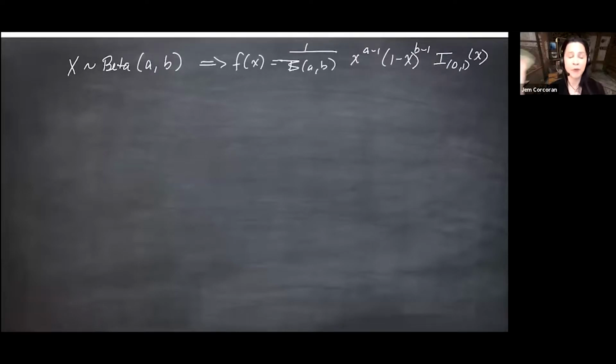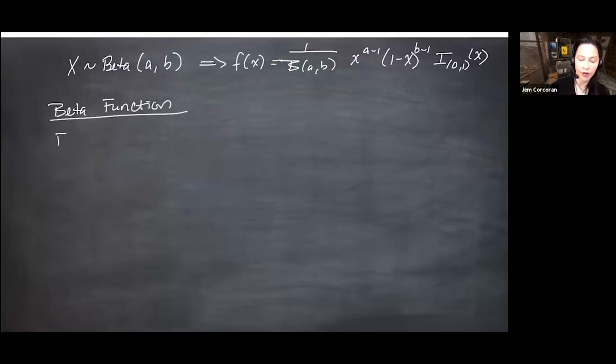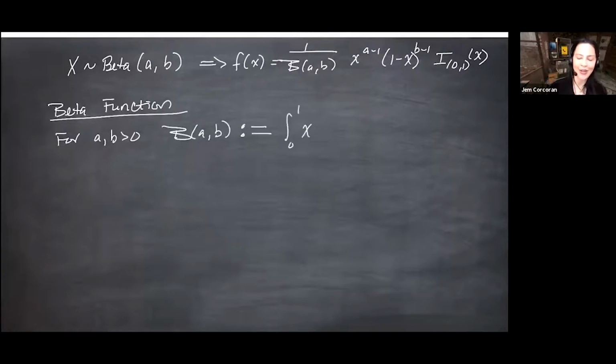I was telling you last time how this is one of my favorite distributions because it's so flexible in modeling things between 0 and 1. But what I didn't have time to tell you was what this thing right here is. This is known as the beta function. For any a and b greater than 0, the beta function is defined as the integral from 0 to 1 of x to the a minus 1, 1 minus x to the b minus 1.